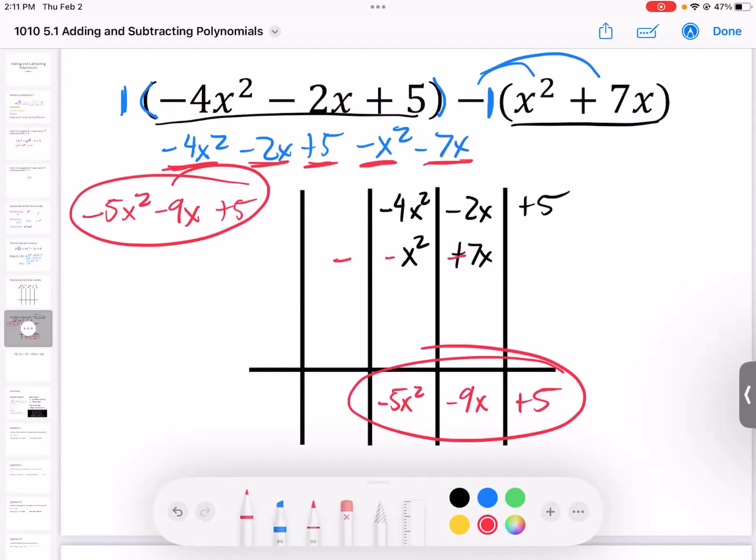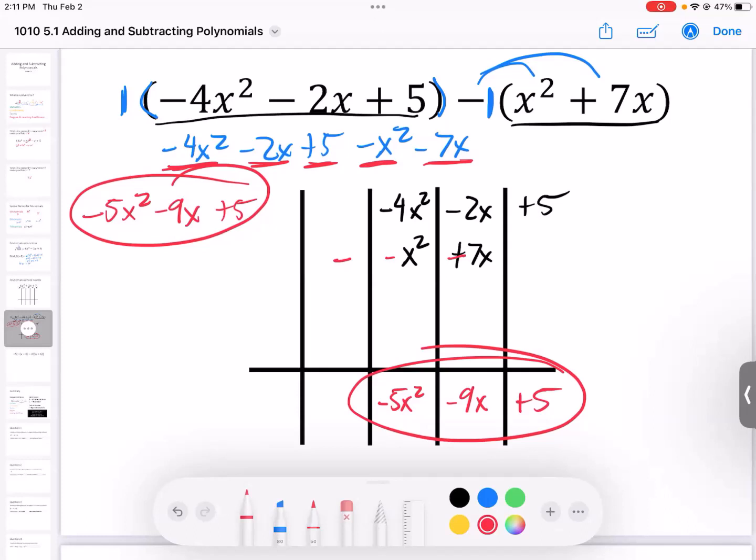So you can kind of just choose whichever way you like the best. For adding and subtracting, I think I like this method the best. But if you like this, you're welcome to use it. So any questions on adding and subtracting polynomials?